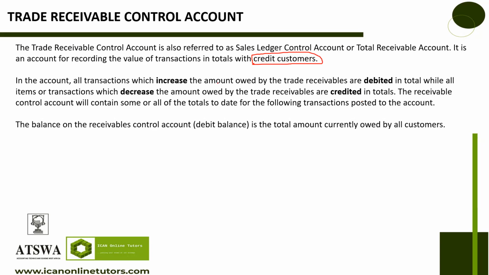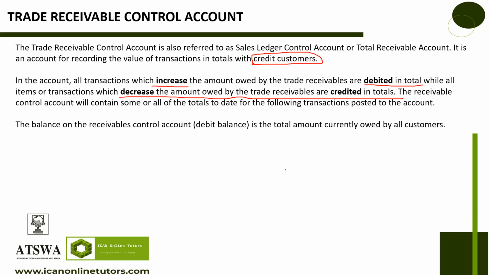By crediting the totals. So in the account, all transactions which increase the total amount owed by the trade receivables are debited in total, while all items or transactions which decrease the amount owed by the trade receivables are what? Credited in totals.